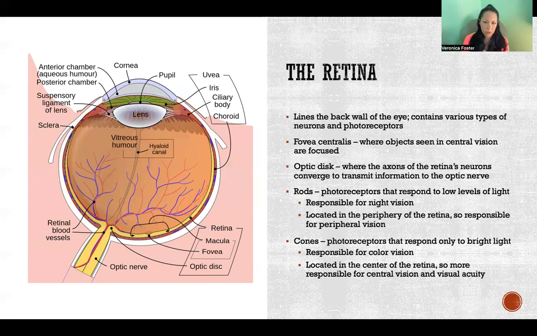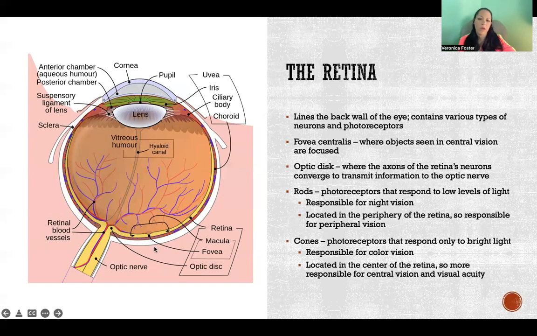Those are specific types of photoreceptors, and there's different types of each. But there are rods and cones. Those are photoreceptors that are part of the retina, and those are sensory receptors that are detecting light. So rods are detecting low levels of light. So they're responsible for night vision, so like grayscale vision. And they're located in the periphery of the retina. So they're throughout the retina outside of the fovea.